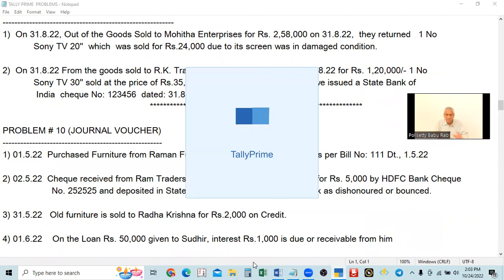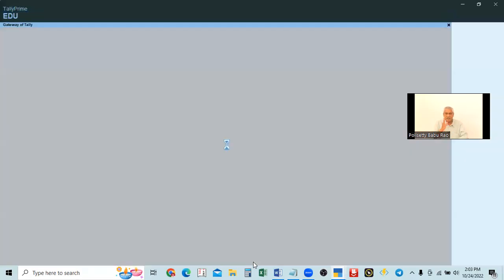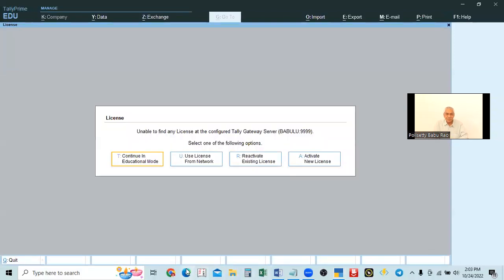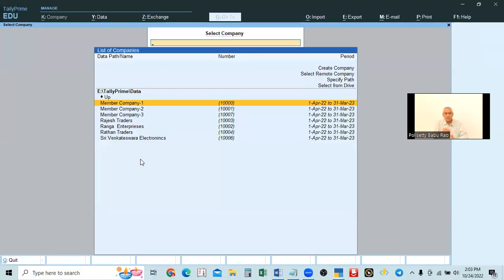When you open Tally Prime, it will open on the select company page, displaying all the companies which we have created. We'll go in education mode; if it is a license, it will go directly. On the select company page, we select the company in which we want to make entries now. Otherwise, if you are always working in a particular company, we can make a setting to load that company directly.